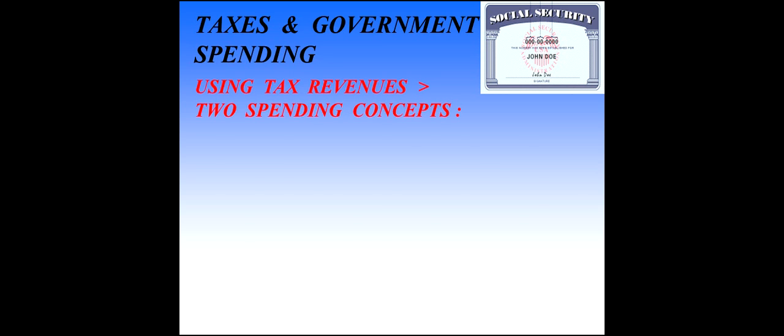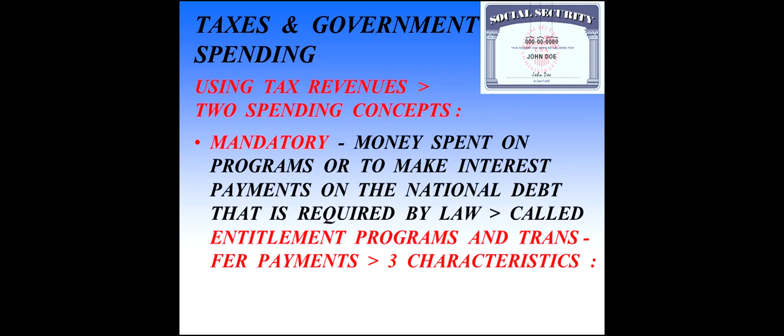Here's the first. It's called mandatory type spending. And by mandatory spending, we're talking about money spent on programs or to make interest payments on the national debt from the federal government standpoint that is required by law. The reason we use the word mandatory is because this type of spending is required by law.